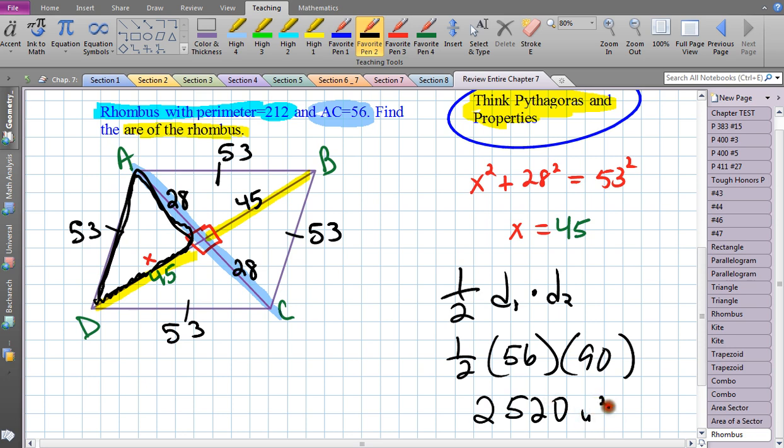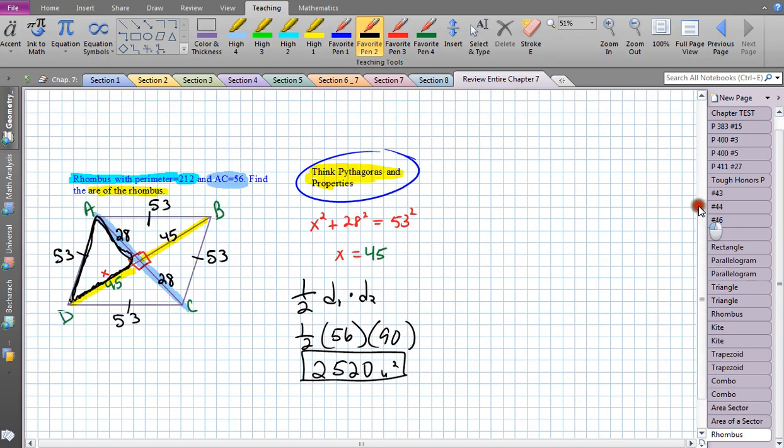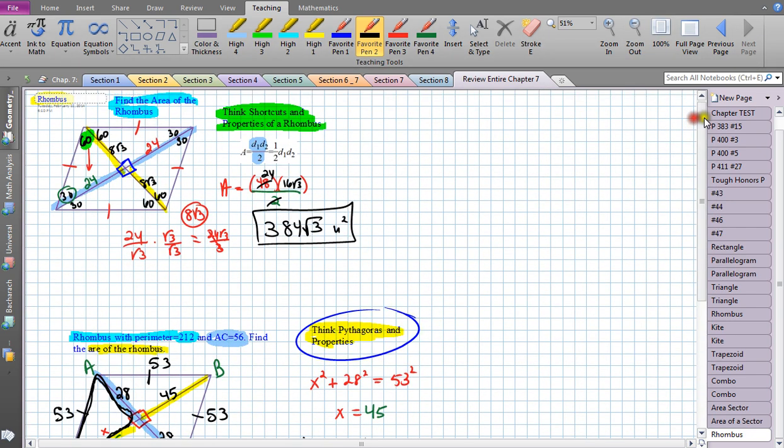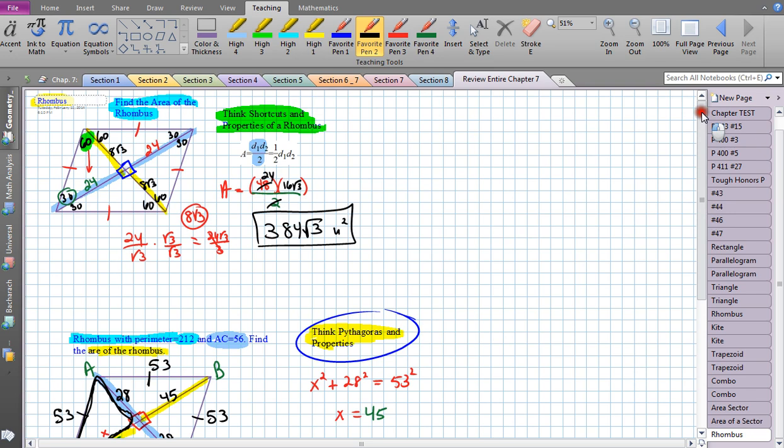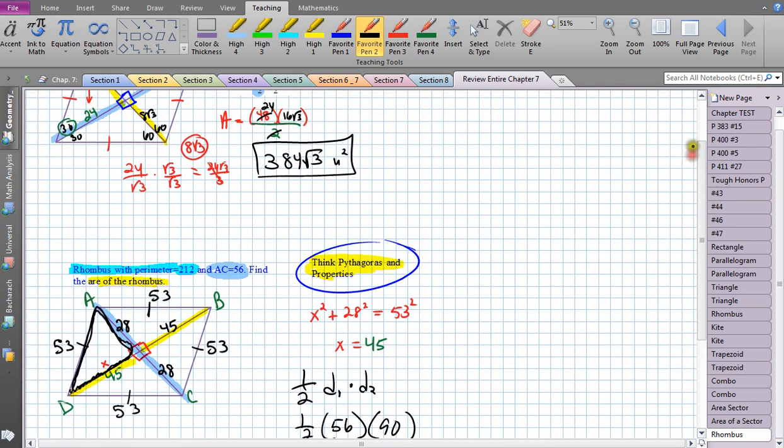2,520 units squared. So hopefully this was a help for you to see there are some skills needed in order to solve for the area of a rhombus. We have our shortcuts in the top example, and then we use Pythagoras in our second example.